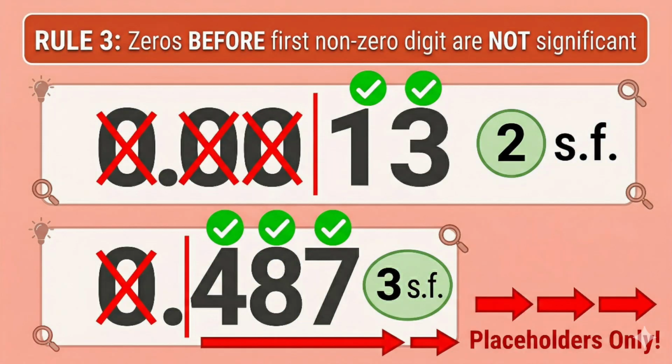Rule 3 is for decimals. In a decimal, zeros before the first non-zero digit are not significant. They're just placeholders. Look at 0.0013. Those 3 zeros at the front just tell you where the decimal point is. We ignore them. We only count the 1 and the 3. 2 significant figures. Same with 0.487. The first zero doesn't count. Only 4, 8, and 7. 3 significant figures. Think of leading zeros as arrows pointing to where the real number starts.